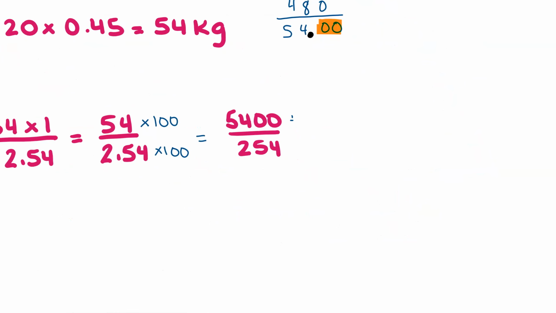So let's divide both of these by 2 because they're definitely both even. So let's see, 2 goes into 5 two times, with 1 left over. 2 goes into 14 7 times, and then 0, 0. And then 254, that would be 1. 2 goes into 2 once, 2 goes into 5 twice with 1 left over, so 127. So we need to do 2,700 divided by 127.